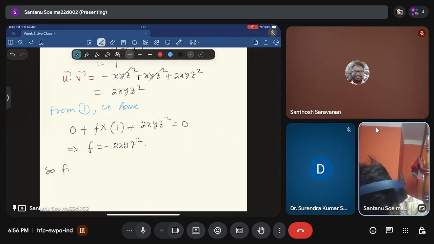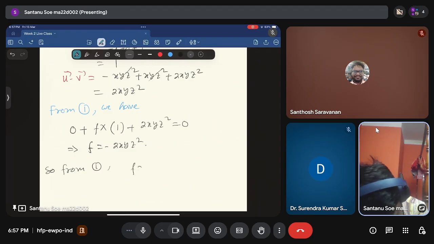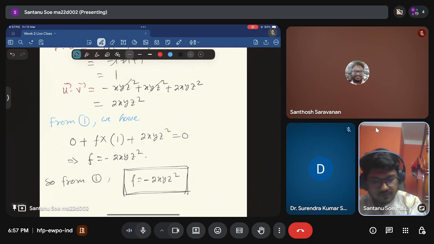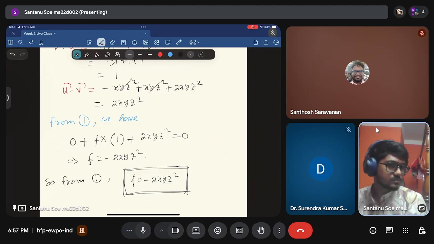Okay. So if the question is correct, the answer should be minus 2xyz square. So this should be the answer for this given question. Is there any doubt from this question? Anyone?